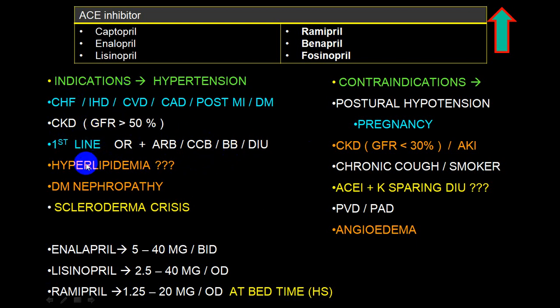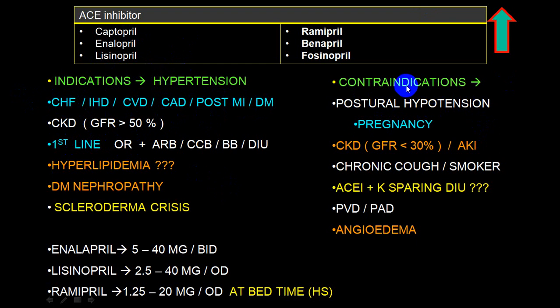Yes. Also in a person with hyperlipidemia, you can get some benefits, particularly with telmisartan. It has a pleiotropic effect. In diabetic nephropathy or a person with diabetes, it prevents or reduces proteinuria. That is again a pleiotropic effect. In a scleroderma crisis also, it can be a drug of choice. But the main indications are congestive heart failure, ischemic heart disease, cerebrovascular disease, post-MI, diabetes mellitus, and even a case of CKD. In all these conditions, it is a drug of choice.